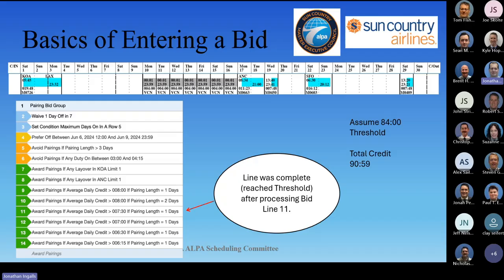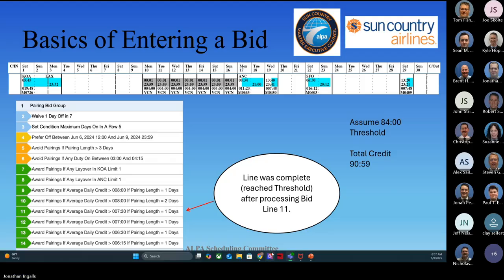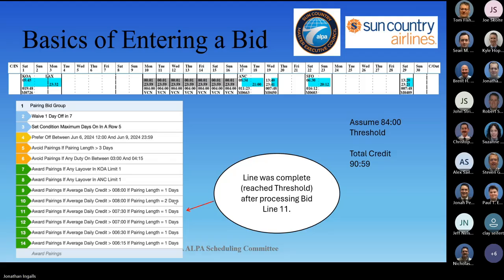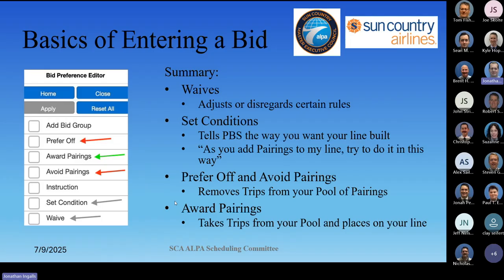It will never read line 12, line 13, line 14, etc., because once it reaches the threshold, it just simply stops processing and moves on to the next pilot. Any questions on this? Going once, going twice. All right. So in summary, the type of bids that we have.